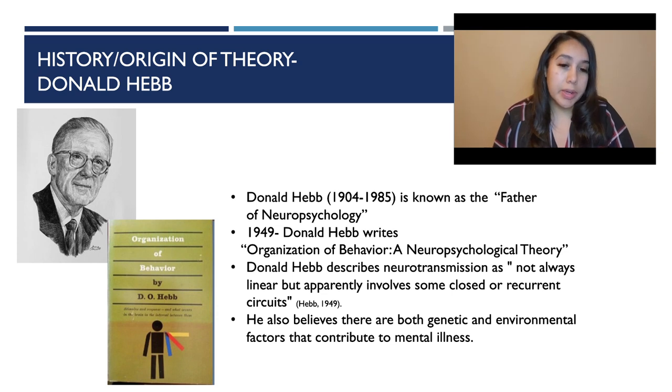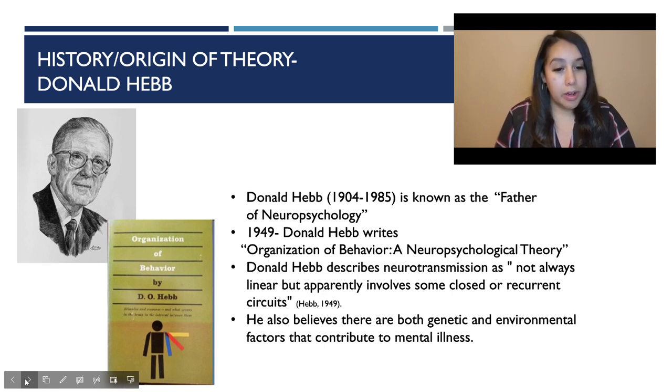Hebb's theory is still relevant because it is a general framework for relating behavior to synaptic organization through the development of neural networks, aka neurotransmission. Donald Hebb describes neurotransmission as not always linear, but apparently involves some closed or recurrent circuits. He also believes that there are both genetic and environmental factors that contribute to mental illness.